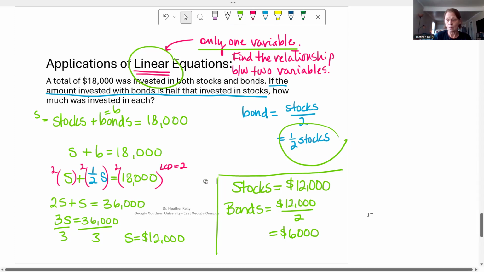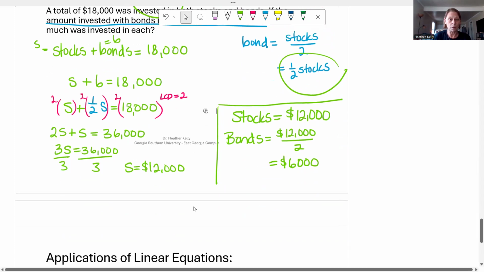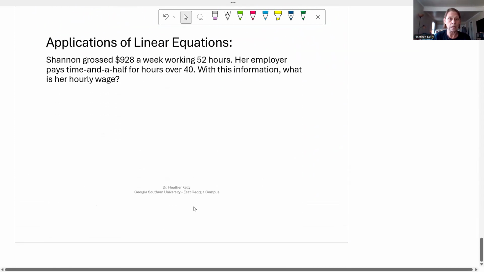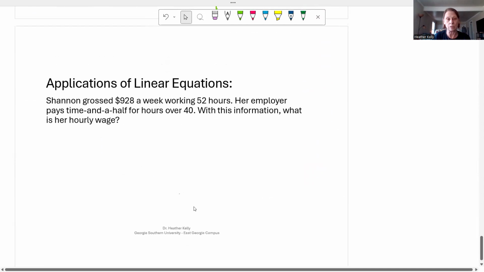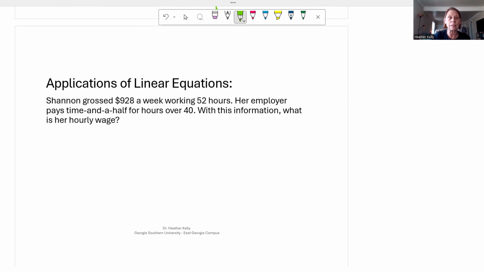Let's keep on going. I think we're almost done. Yes, this is the last one, which is good because my computer is about to die. Again, we have linear equation, which we know means we're only going to have one.